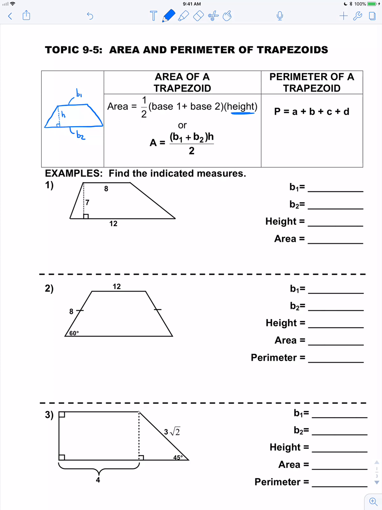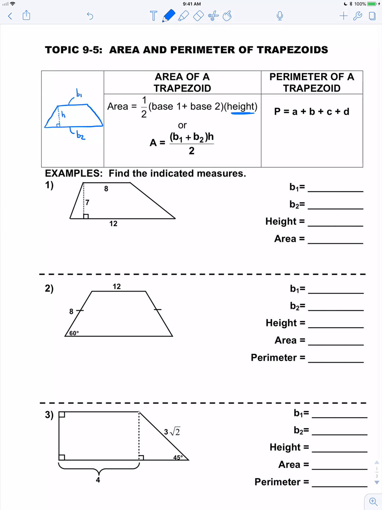So just know that you create that 90-degree angle by one of the slants on one of the sides. You need to create that. So whatever you might be given, you may have to use the Pythagorean theorem to figure out what the height is.